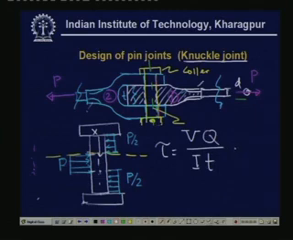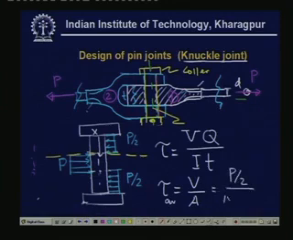So this gives a more exact result, but for preliminary calculations we can of course use the average value, tau average, which is equal to V by A, which for this case is P by 2 divided by pi by 4 d_pin square. Now, tau average must be lesser than some allowable value, and we have to calculate d_p from it. So this is one way of calculating, but there are further complications here. We have ignored the bending moment.